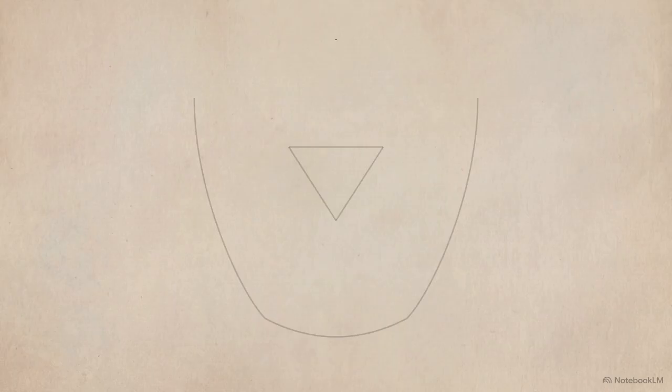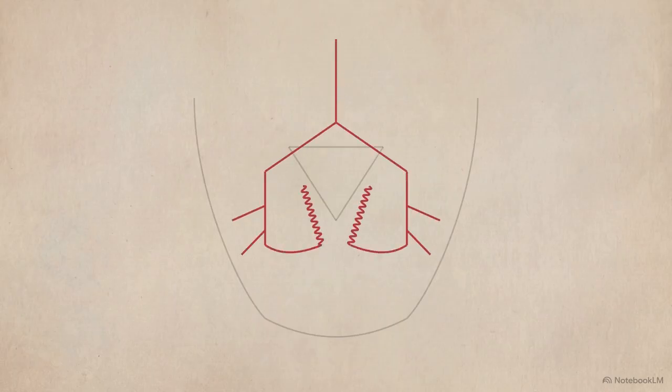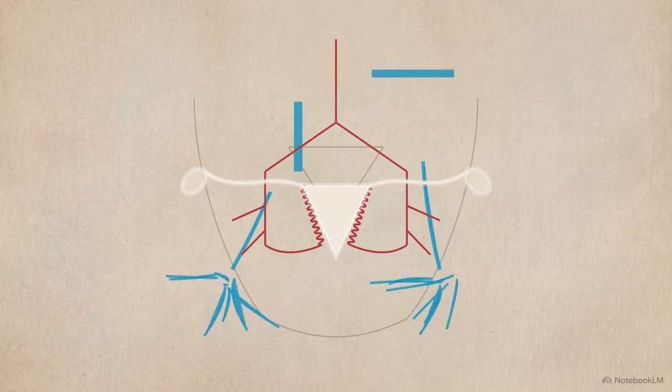This diagram shows the three targeted systems: the high-pressure arterial tree in red, the delicate reproductive lumens in white, and the broad, low-pressure venous drainage system in blue.